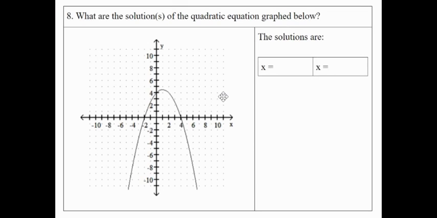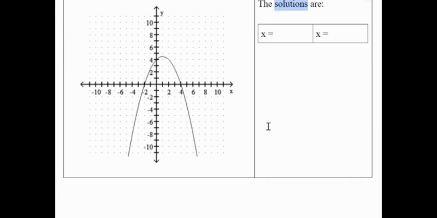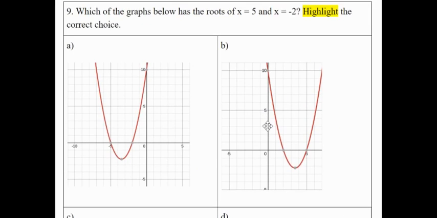Okay, for number 8, this is really simple. Look at the graph, find your solutions. Again, solutions, same thing as zeros, x-intercepts, roots. Okay, all of those words. So you know where to look. You look directly at the x-axis, and those are your answers. So that's a really easy one.